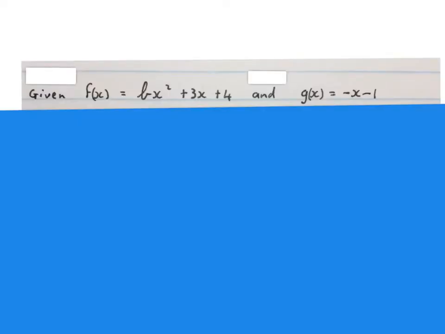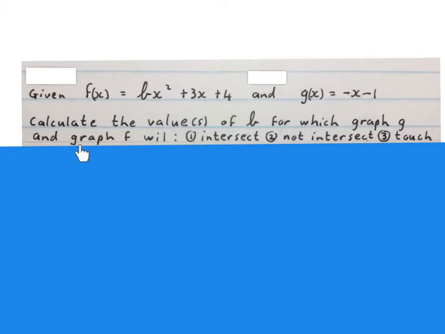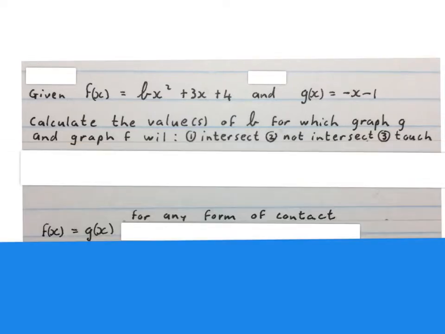This question reads, given that f of x is bx squared plus 3x plus 4 and g of x is minus x minus 1. The question can be asked three different ways. They can say calculate the value or values of b for which the graph of g and the graph of f will either, number one, intersect, not intersect, or touch. Three different answers.